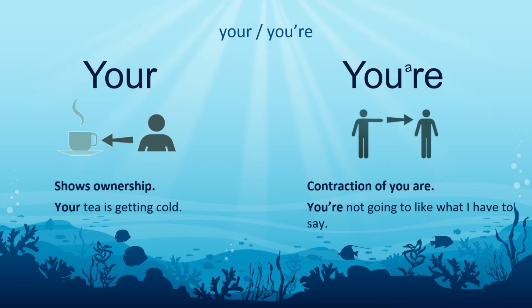So I've included one extra set of words that are commonly confused, yours and you're. Now your is used to show ownership, as in your tea is getting cold, and you're, Y-O-U apostrophe R-E, is a contraction of you are. You're not going to like what I have to say. Now, although they sound similar, they do not sound exactly the same. Please remember that. And I will be including this in today's activity.